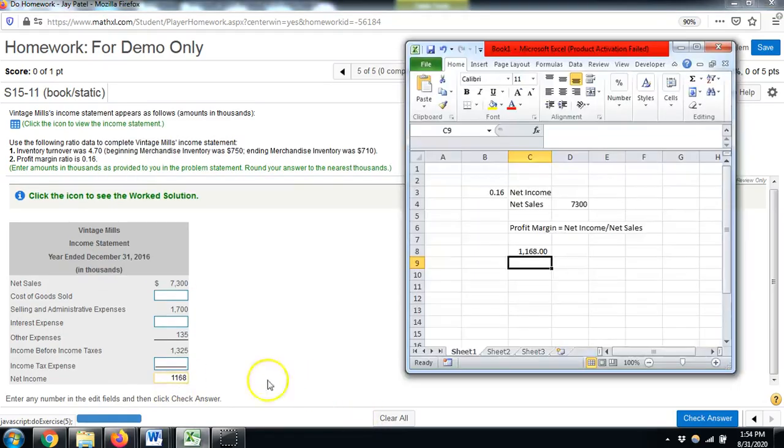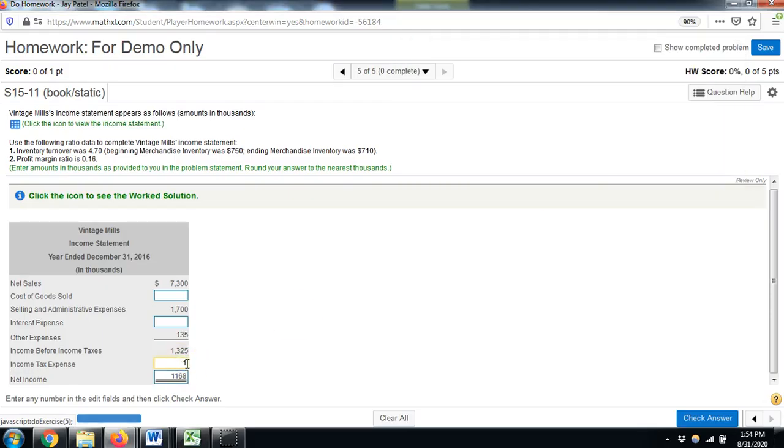And once we know that, we can calculate this income tax expense because we know the income before taxes and we know the net income. So the difference is the amount of tax that we paid. So 1,325 minus 1,168, $157. Okay, so now we're gonna have to use the other ratio to figure out the rest of this.